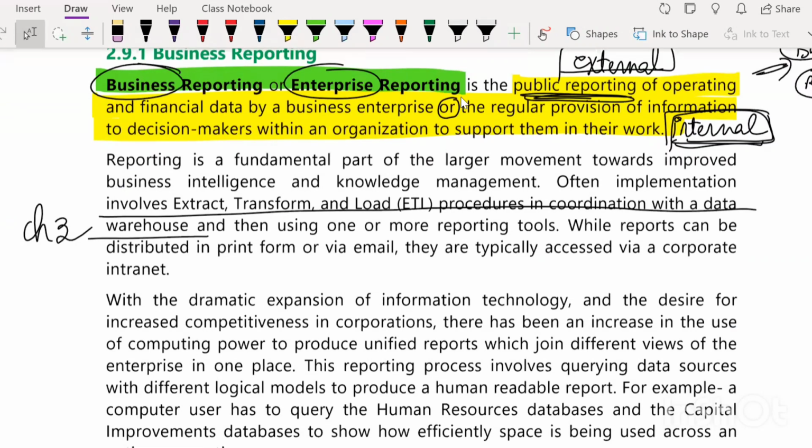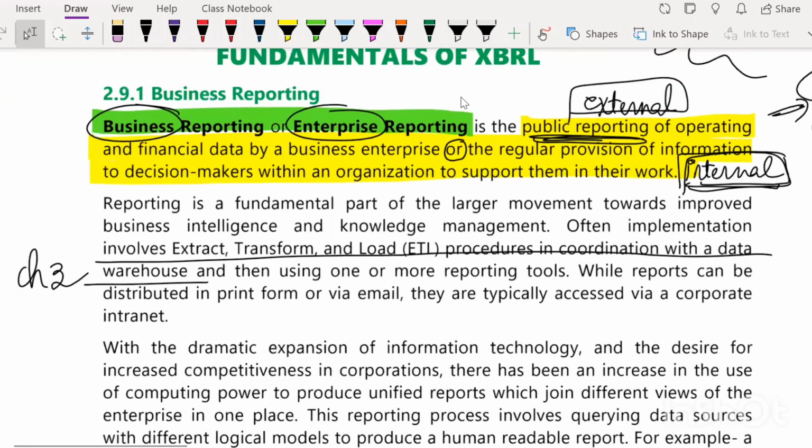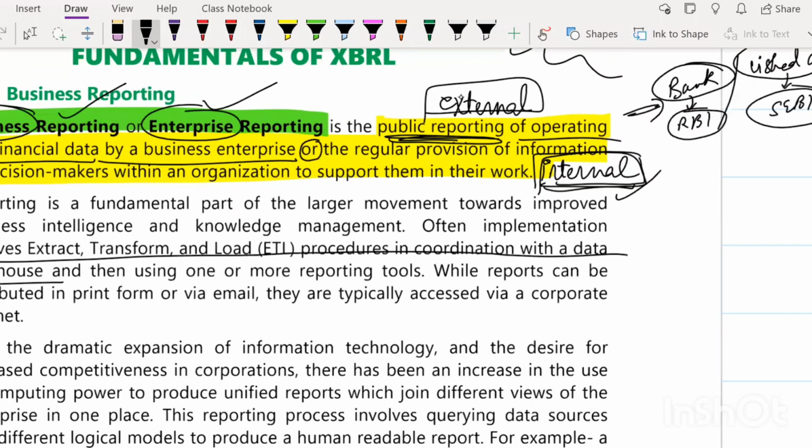So what I was saying is the public reporting that you do for the public, of operating and financial data, your balance sheets, financial statements, or your CFS by a business enterprise, that will also come under business reporting and enterprise reporting only. That is one aspect of it. Usually when we say reporting, people relate it to the external aspect or the public reporting only. But there is one more aspect, which is the internal aspect of it.